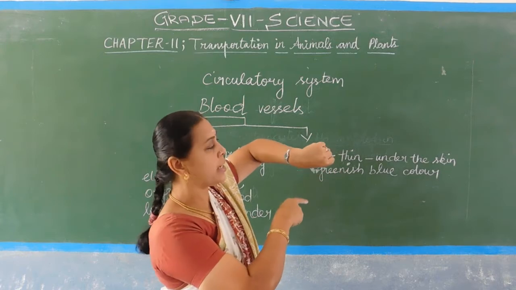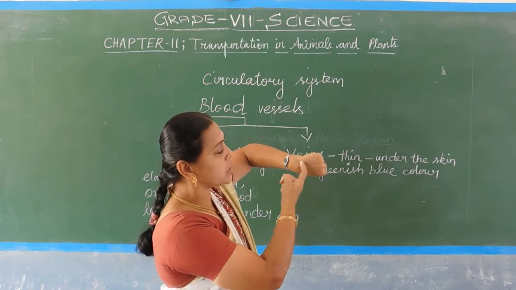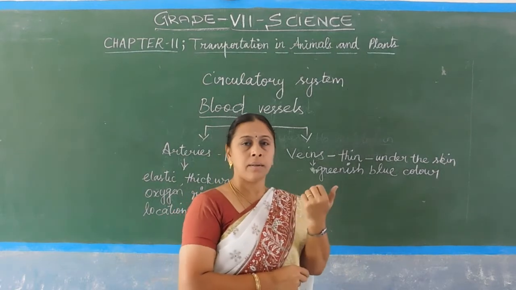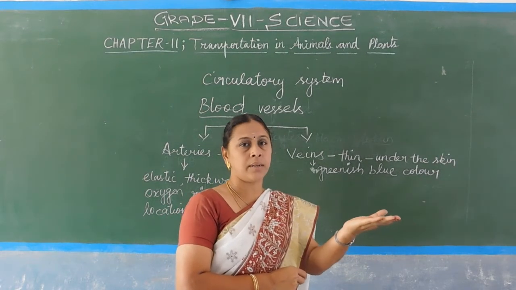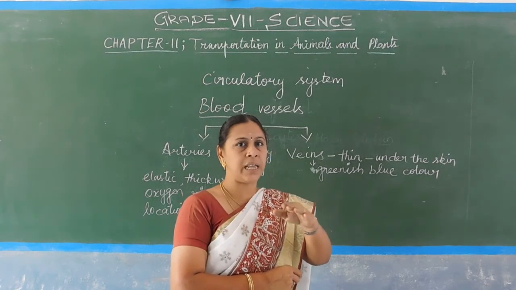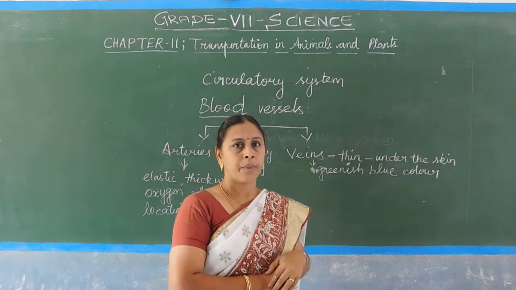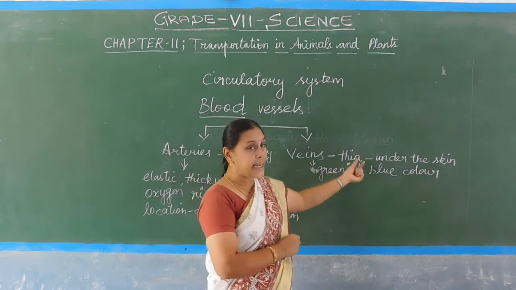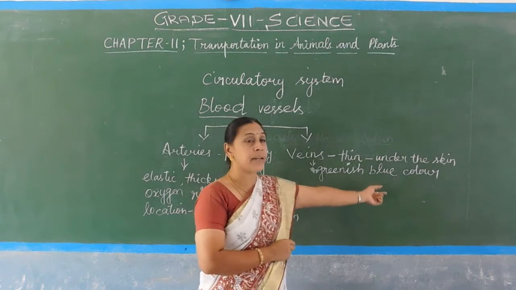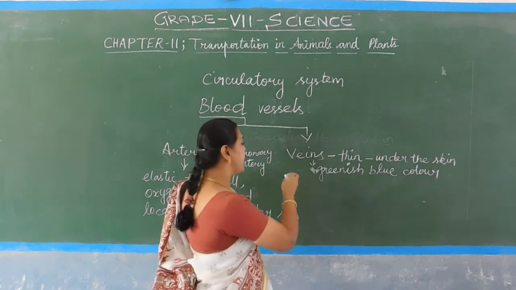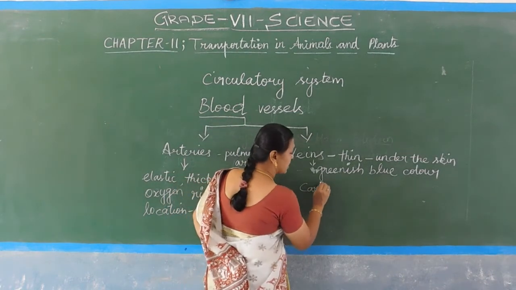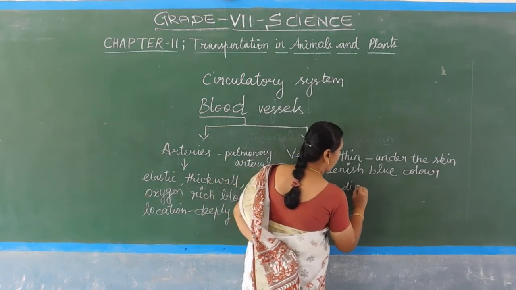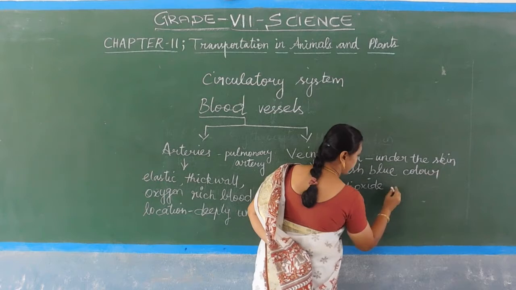If you fold your hands you can see the bluish green color at your wrist or in your grandfather's, grandparents' hands and all. If you see it, it will be viewed clearly. So those are the veins, the thin tubes under the skin which have the greenish blue color, and they carry carbon dioxide-rich blood.